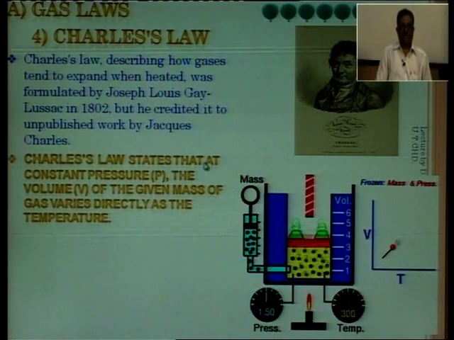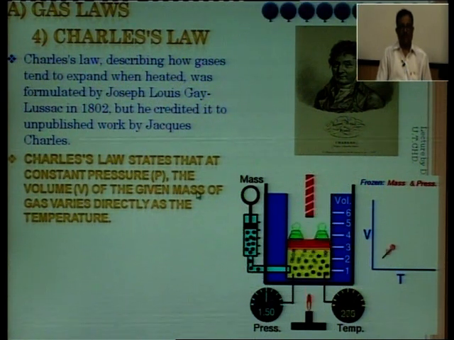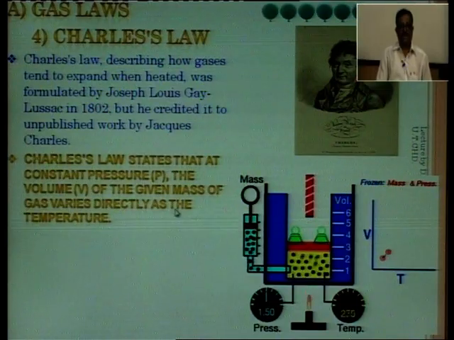So, Charles' law states that at constant pressure, the volume of given mass of a gas varies directly as the temperature, a direct relation, direct dependence.